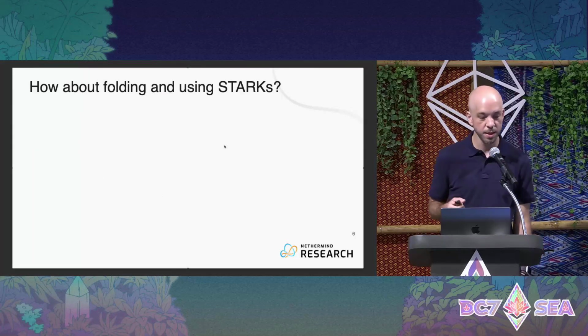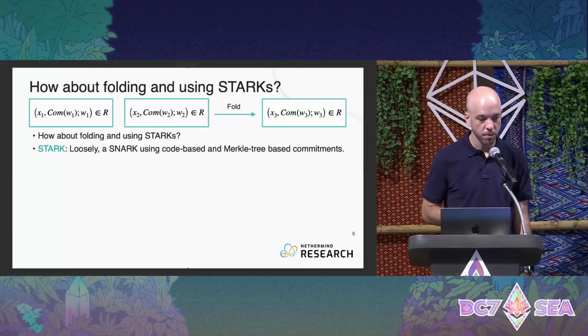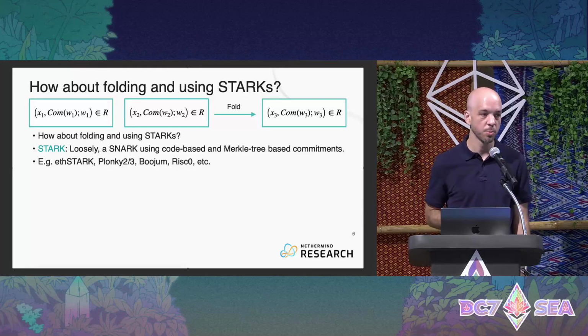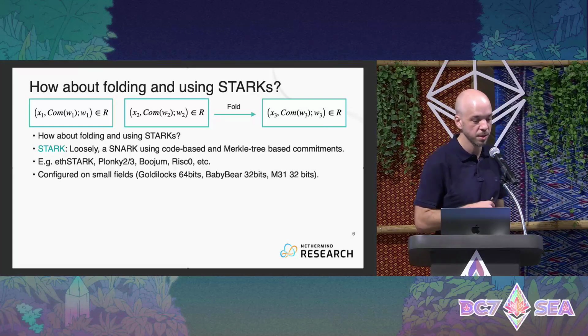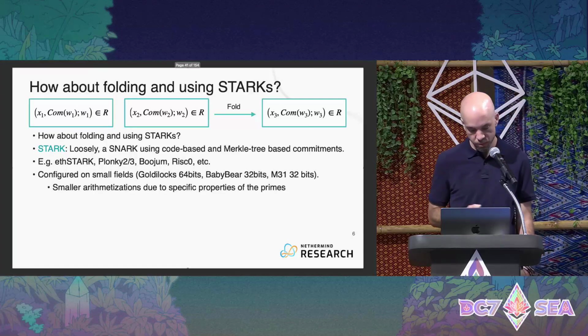Okay, so yeah, let's say we want to use STARKs to prove our folded instance-witness pairs. By STARK, I loosely mean a SNARK that uses codes and Merkle tree-based commitments. For example, the STARK protocol from StarkWare, Plonky2, Plonky3, Boojum, RISC0, and so on. These protocols are configured on small fields, and they are getting smaller and smaller. For example, Goldilocks for Plonky2, BabyBear for Plonky3, and M31 for Circle STARK.